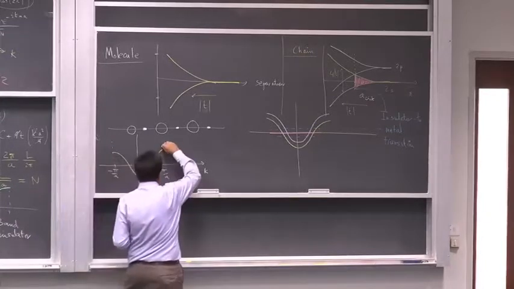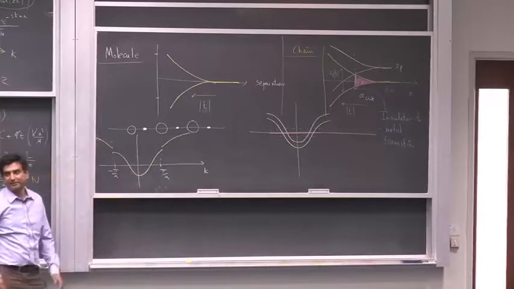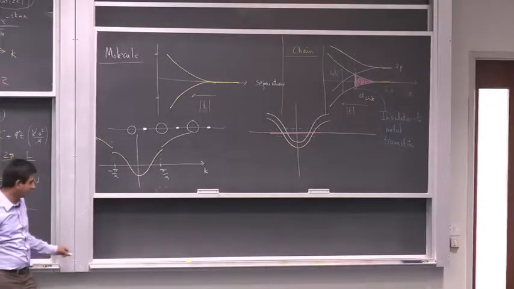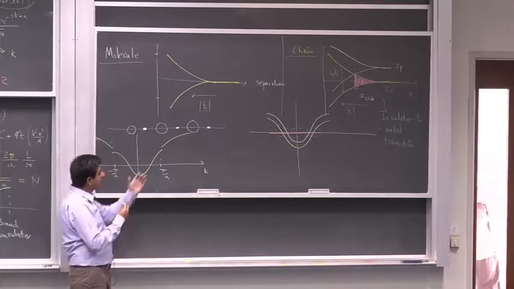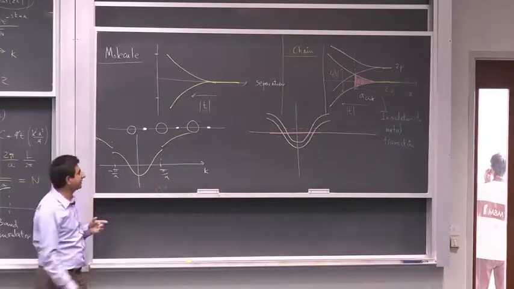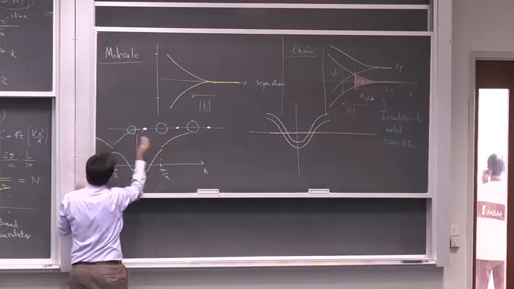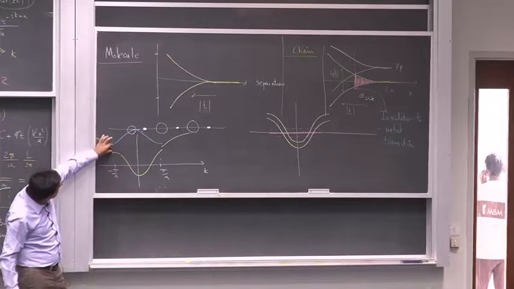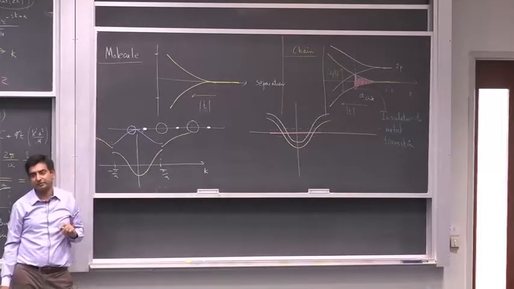And you get another band. This is called the extended zone scheme. If you would like to displace these bands through the reciprocal vector, this part will come here and this part will come here, and you can form the reduced zone scheme. So at these edges of the Brillouin zone, these gaps open up. These are called band gaps.